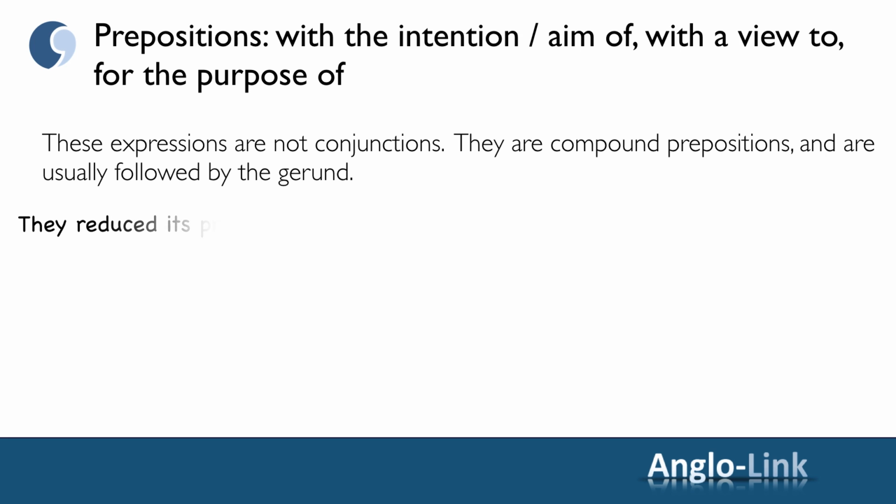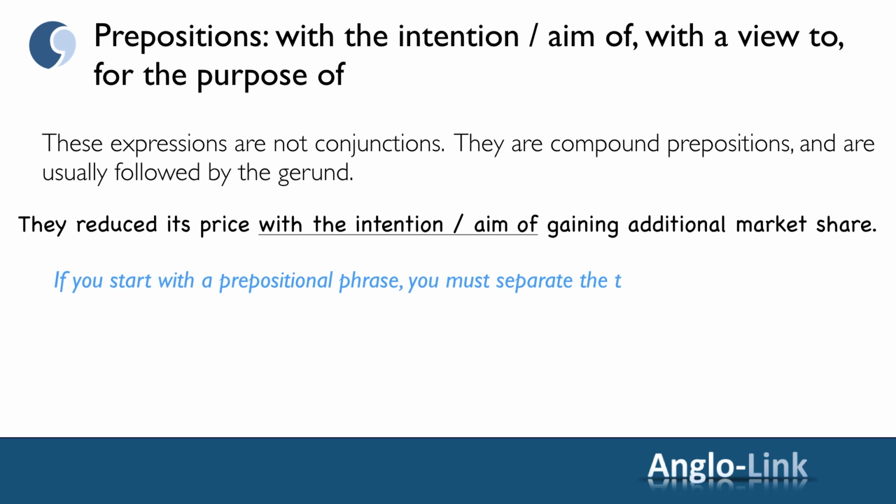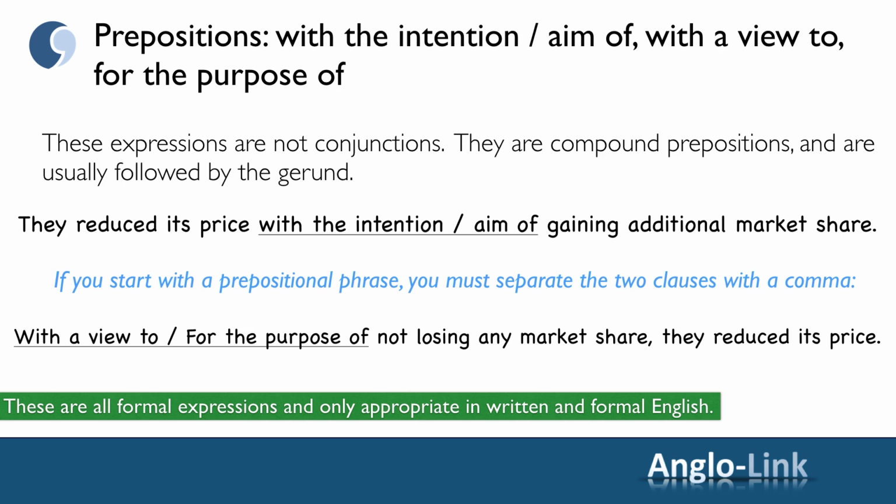For example, they reduced its price with the intention of gaining additional market share, or with the aim of gaining additional market share. And as always, if you start with a prepositional phrase, you must separate the two clauses with a comma. With a view to, or for the purpose of, not losing any market share, comma, they reduced its price. These prepositions are all formal expressions and only appropriate in written and formal English.